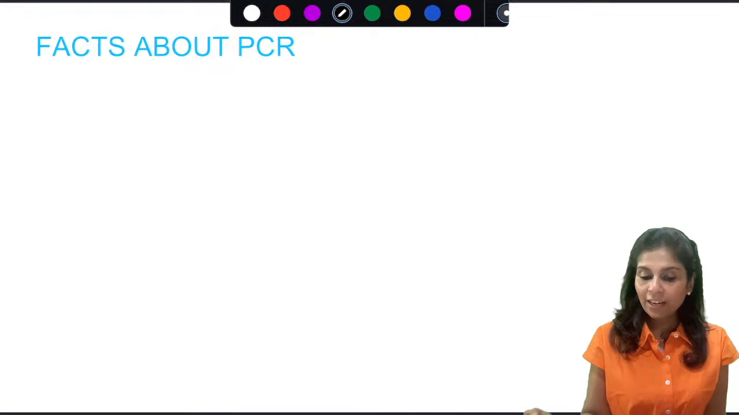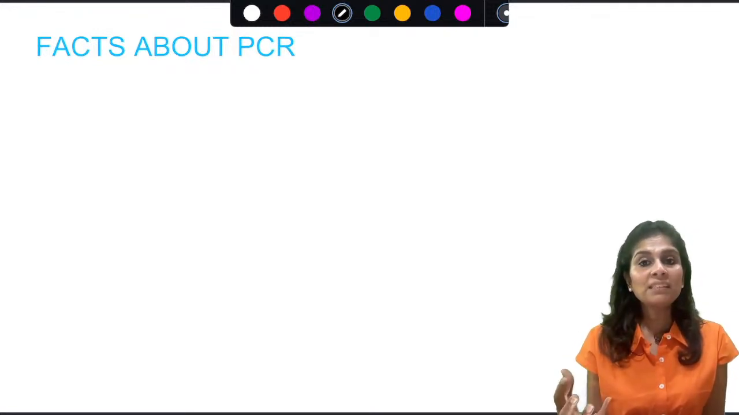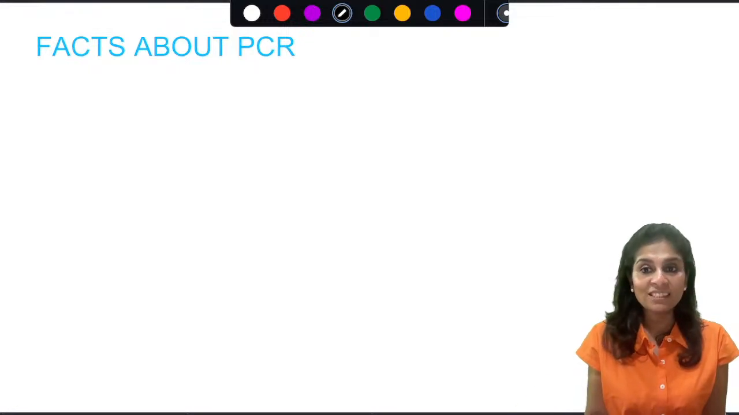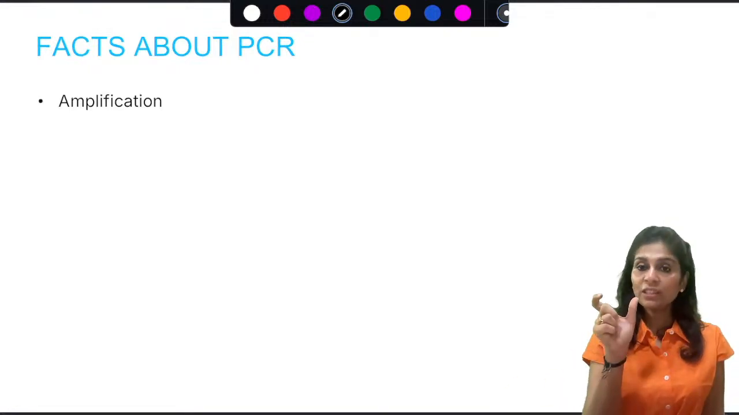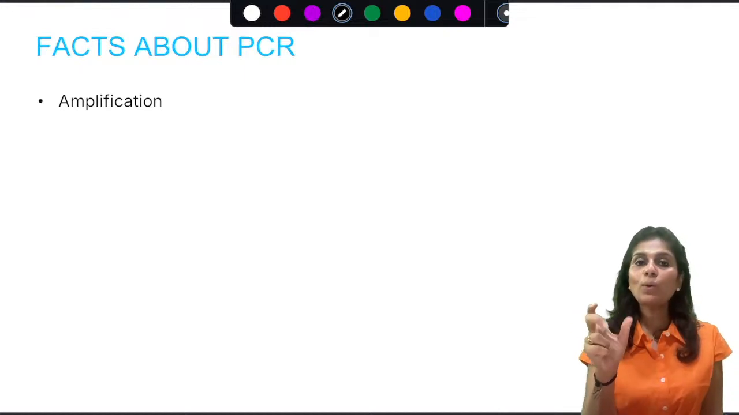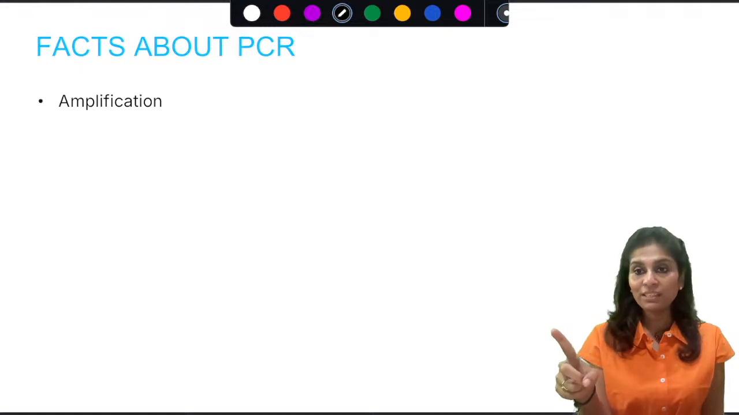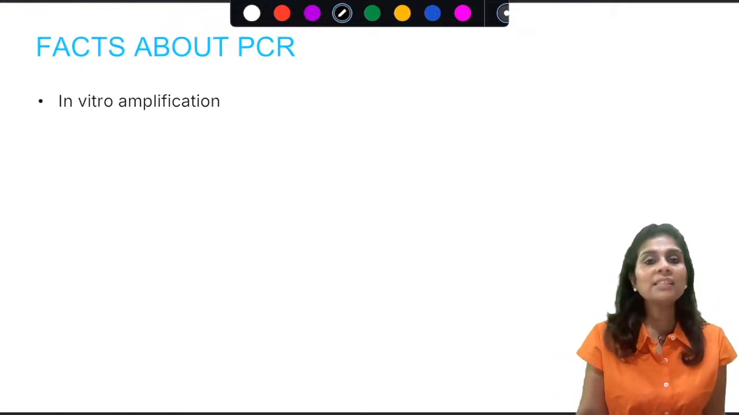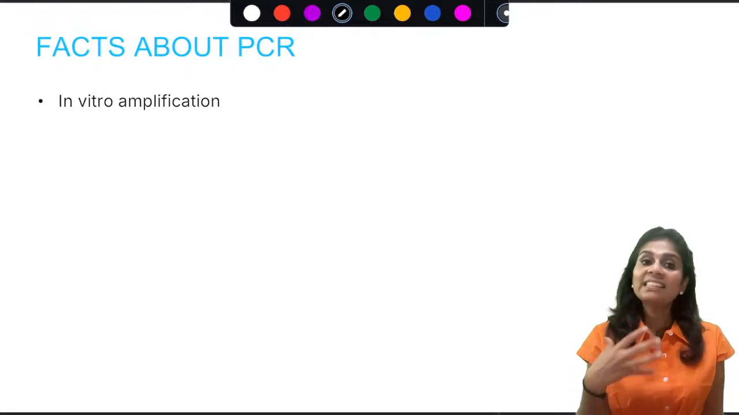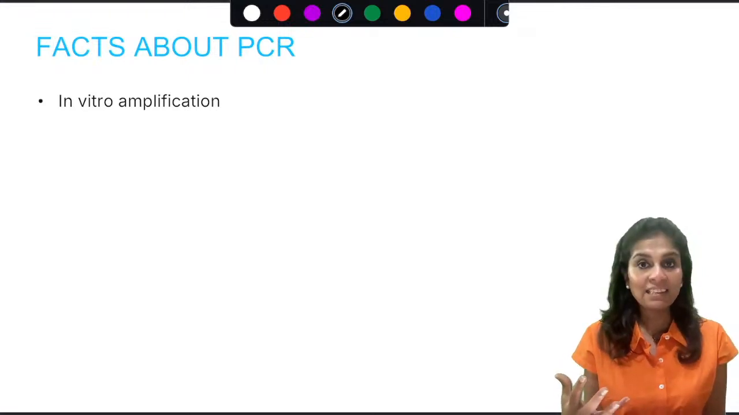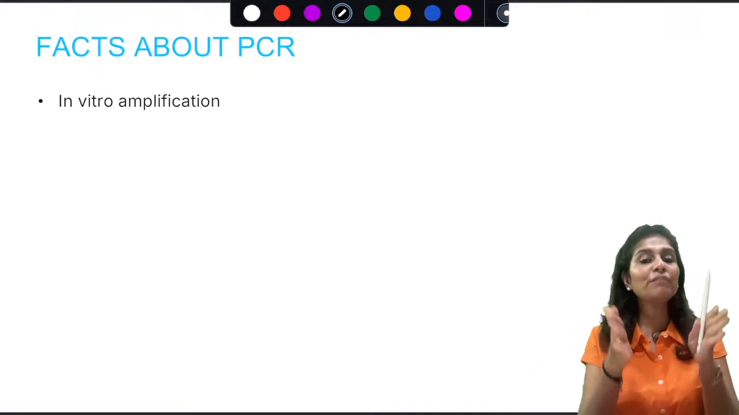Okay, so if I ask you to define PCR, will you agree with me if I say that PCR is an amplification process? You know that, right? PCR is an amplification process. But for this term amplification, you need to add two adjectives. One is, it is in vitro amplification, because here amplification is happening in a test tube. Second adjective is based on the fact that it is not a random amplification. You amplify a specific fragment.